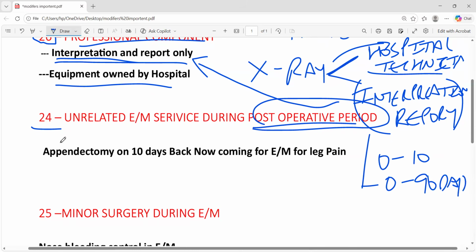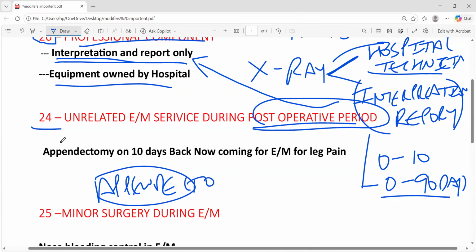In this entire 90 days, if the patient comes for any related service, suppose the patient has an appendectomy and until the 90 days comes for any service related to the appendectomy, we are not charging. The doctor won't charge anything. The insurance company won't pay the doctor anything. But if the patient had an appendectomy, is in the post-operative period, and now comes for an E&M service for leg pain, is the leg pain related to the appendectomy? No, right? The leg pain is different, the appendectomy is different.